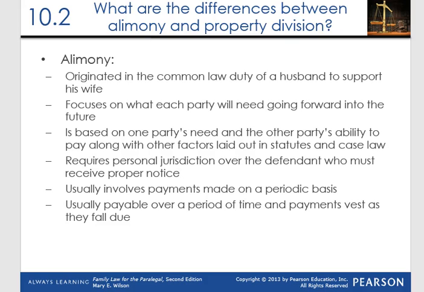What are the differences between alimony and property division? Alimony originated in the common law where the common law recognized the duty of a husband to support his wife. It focuses on what each party will need going forward into the future, is based on one party's need and the other party's ability to pay, along with other factors laid out in statutes and case law. So it is not strictly need-based. There are a number of other factors and considerations the court looks at.